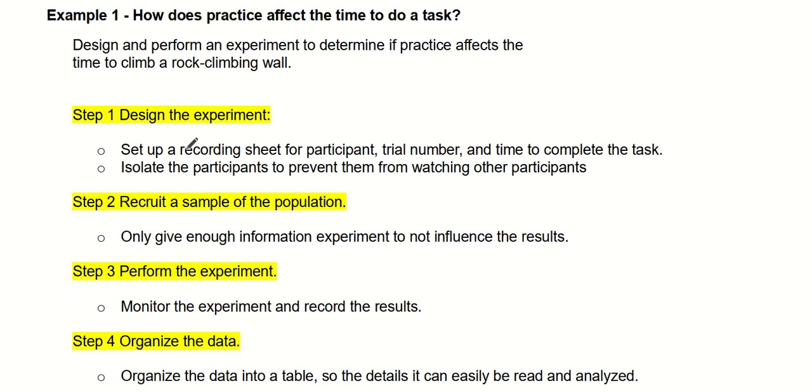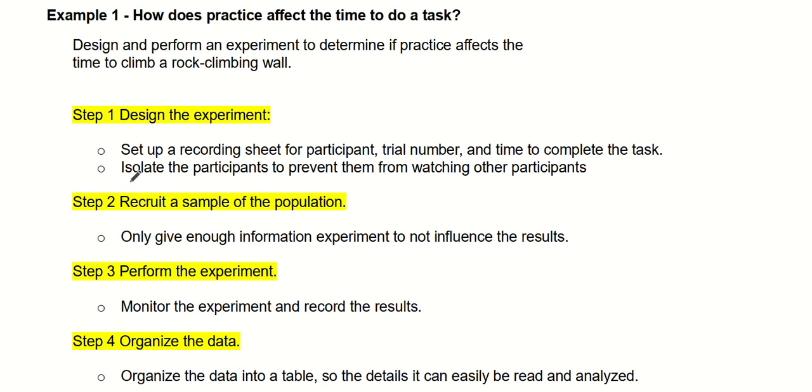So design an experiment, you set up a recording sheet for participants, trial number, and time to complete the trial. So basically, you have to record the data. So you've got to design the experiment for that. There's a couple of things involved, but the main thing to do is to make sure the design of the experiment is unbiased.